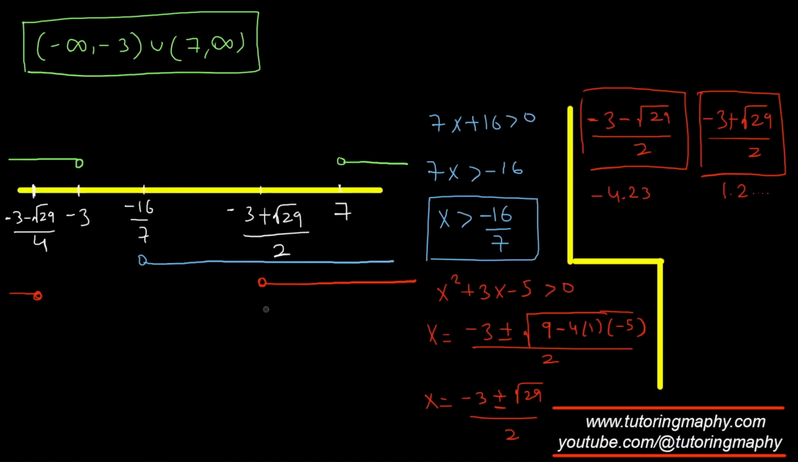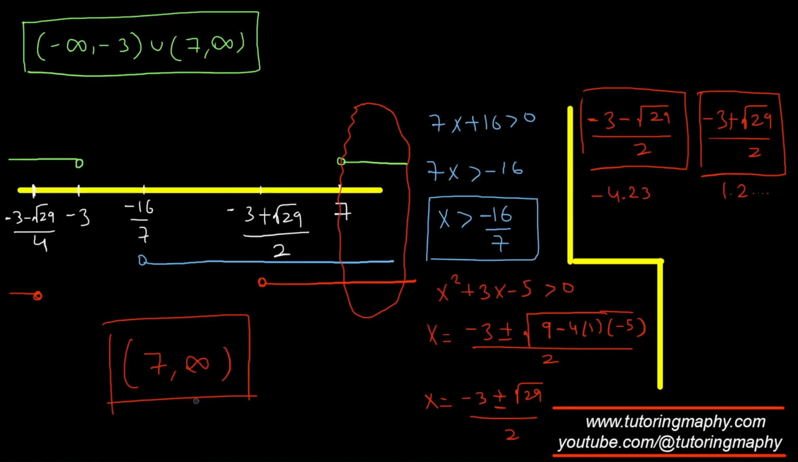Now we have to see where red, blue, and green are overlapping. Don't you think they are overlapping in this particular region? Because here the blue is not there. So this is the only region where blue, green, and red are overlapping. So our final answer is 7 to infinity. That is where this inequality is satisfied.